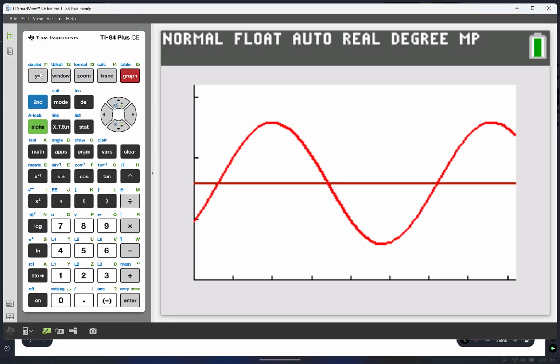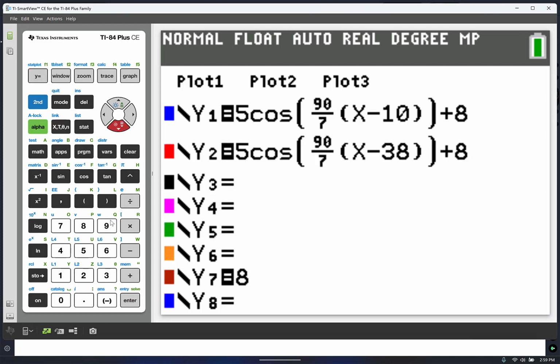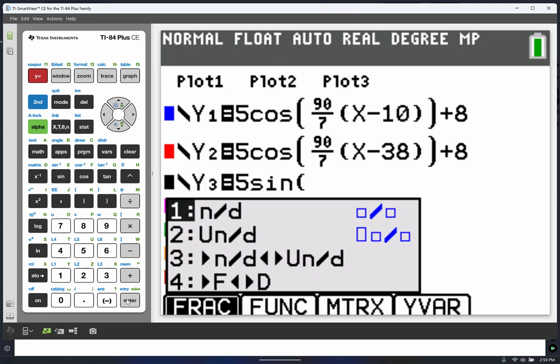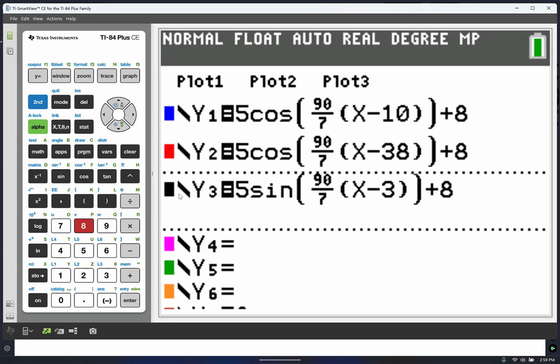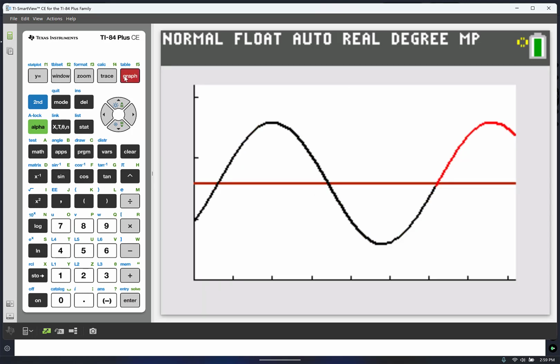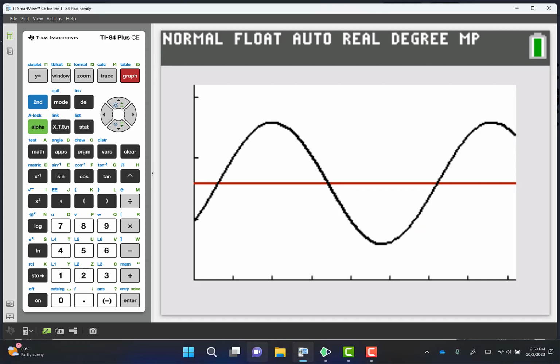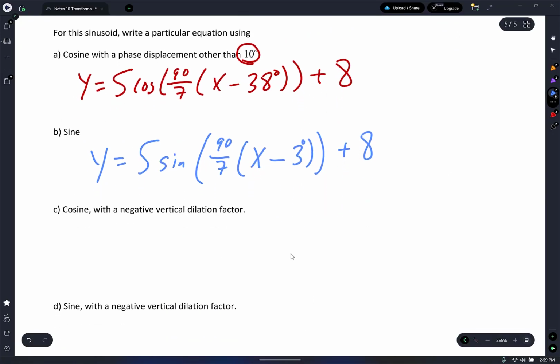So here's my calculator. I'll go to y equals again. And this time I'm going to type the sine. 5 sine. And I'm going to do again alpha y equals, enter, 90 over 7. 90 over 7, open parenthesis, x minus, was it 3? Close, plus 8. It was 3, guys, or no? Okay, so this one should be black. So let's see, graph. And look at that. It's the same graph. Cool or not cool? Do we understand it? I know, guys, I know having math last period is hard.